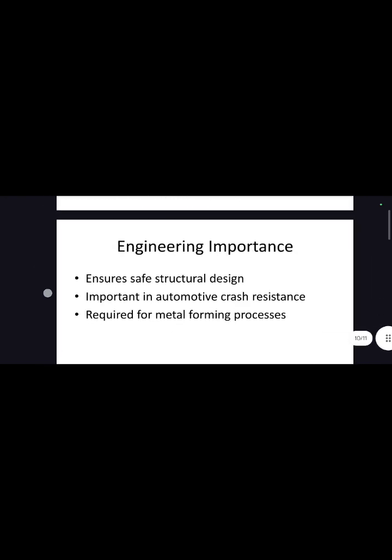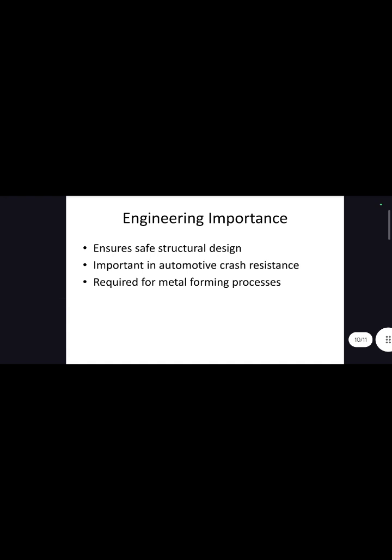Practical engineering importance. Understanding ductility is very important in real engineering applications. For example, bridges and buildings need a ductile material so they deform before failure. Car bodies need ductility to absorb energy during impact. Next, metal forming industries require high ductility materials for shaping operations. Also, materials with a very low ductility can fail suddenly, which can lead to catastrophic accidents.